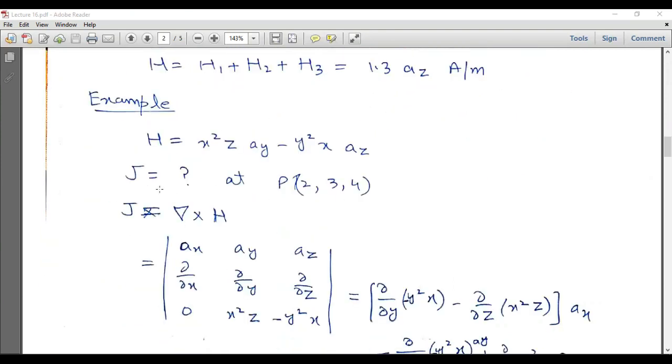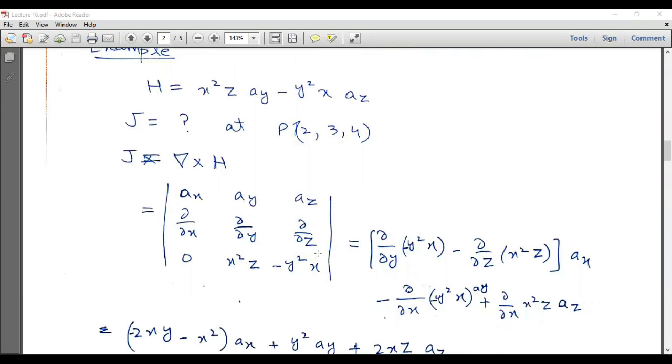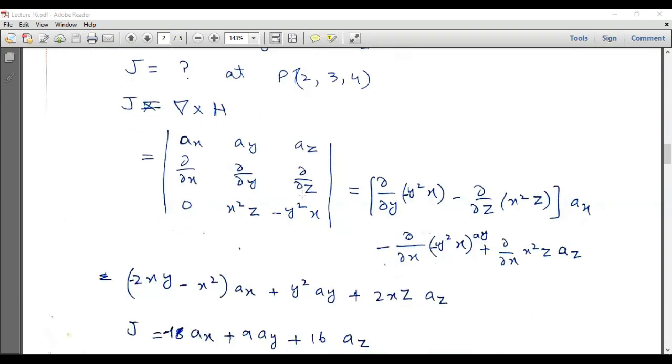So another example can be solved. In this example we have to determine the curl of H, where H is equal to x squared z ay minus y squared x az, and let's evaluate the volume current density J at this point. So J is equal to del cross H, and that will be equal to this determinant: partial over partial y of minus y squared x minus partial over partial z of x squared z, times ax, minus ay times partial over partial x of minus y squared x, plus az times partial over partial x of x squared z.